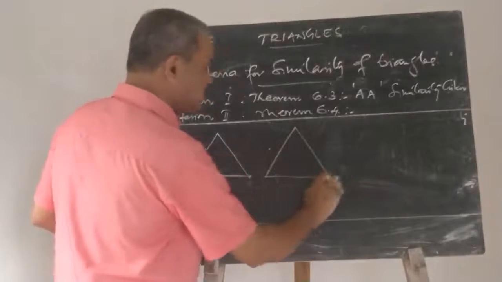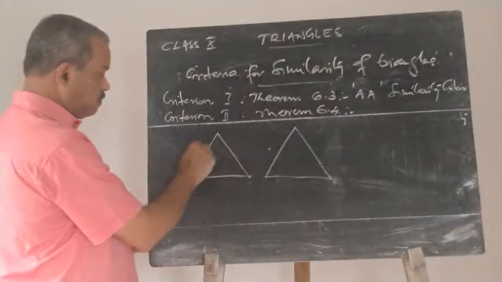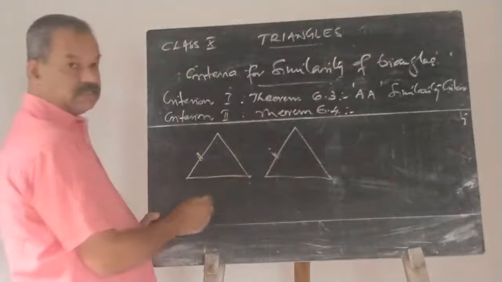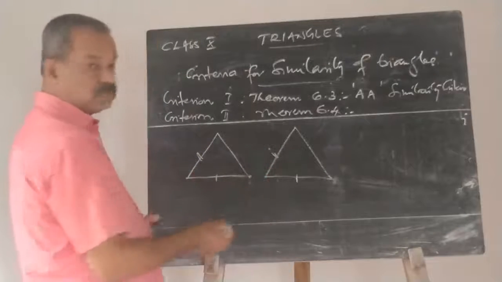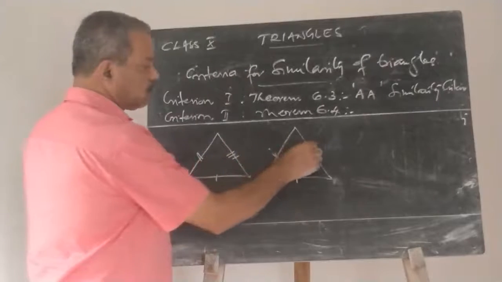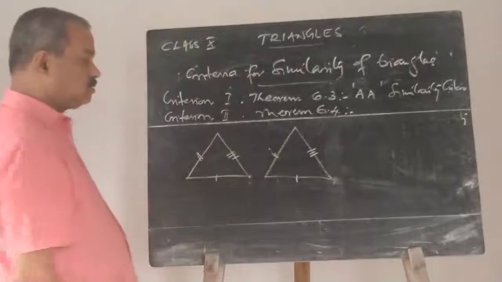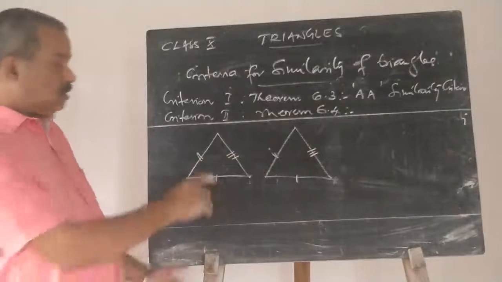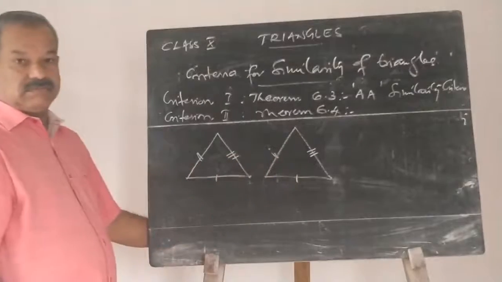These two triangles have the same size. Suppose these two sides are equal, these two sides are equal, and the third sides are also equal. Then what do you say about these two triangles? These two triangles are congruent.